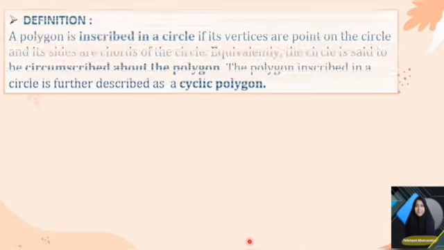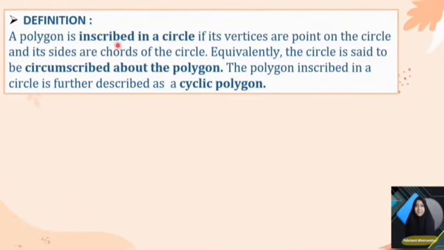Definition: a polygon is inscribed in a circle if its vertices are points on the circle and its sides are chords of the circle. Equivalently, the circle is said to be circumscribed about the polygon. A polygon inscribed in a circle is further described as a cyclic polygon.